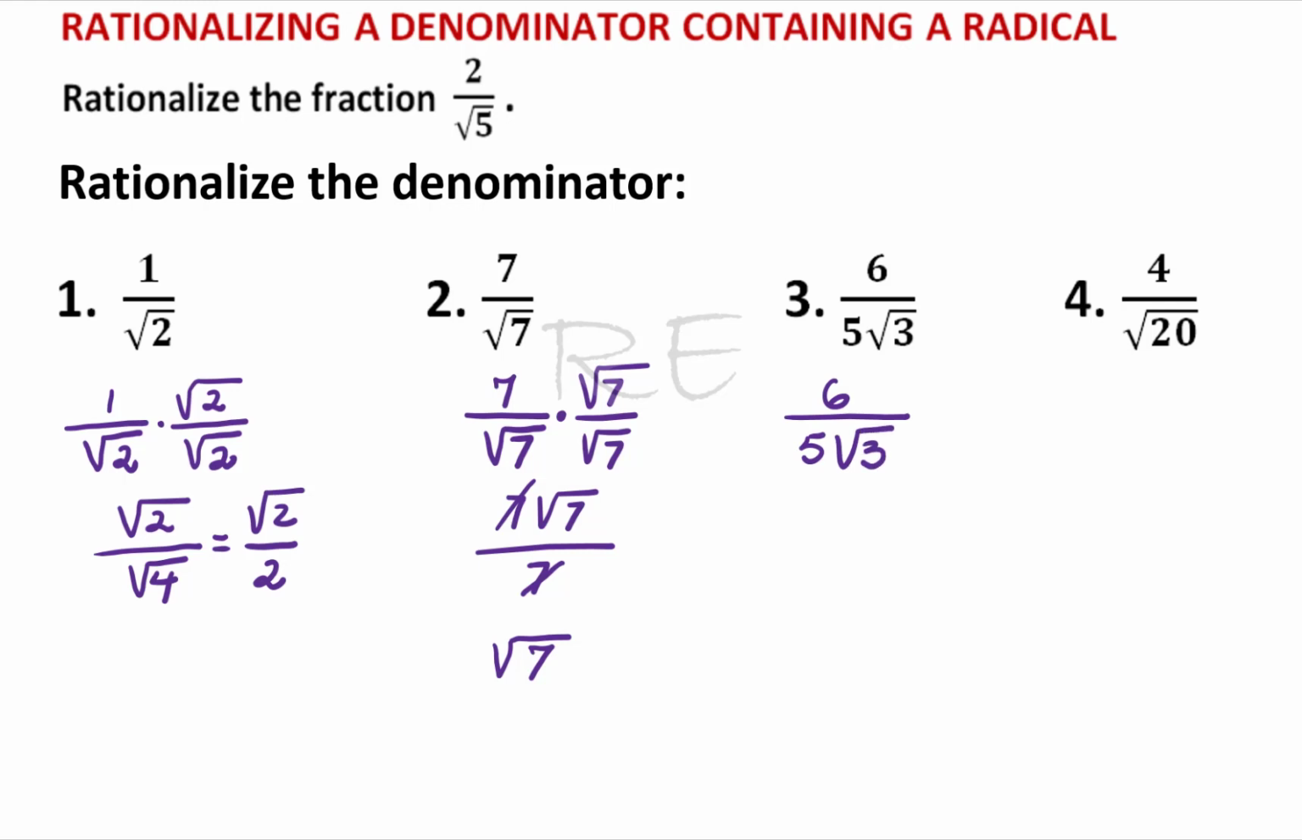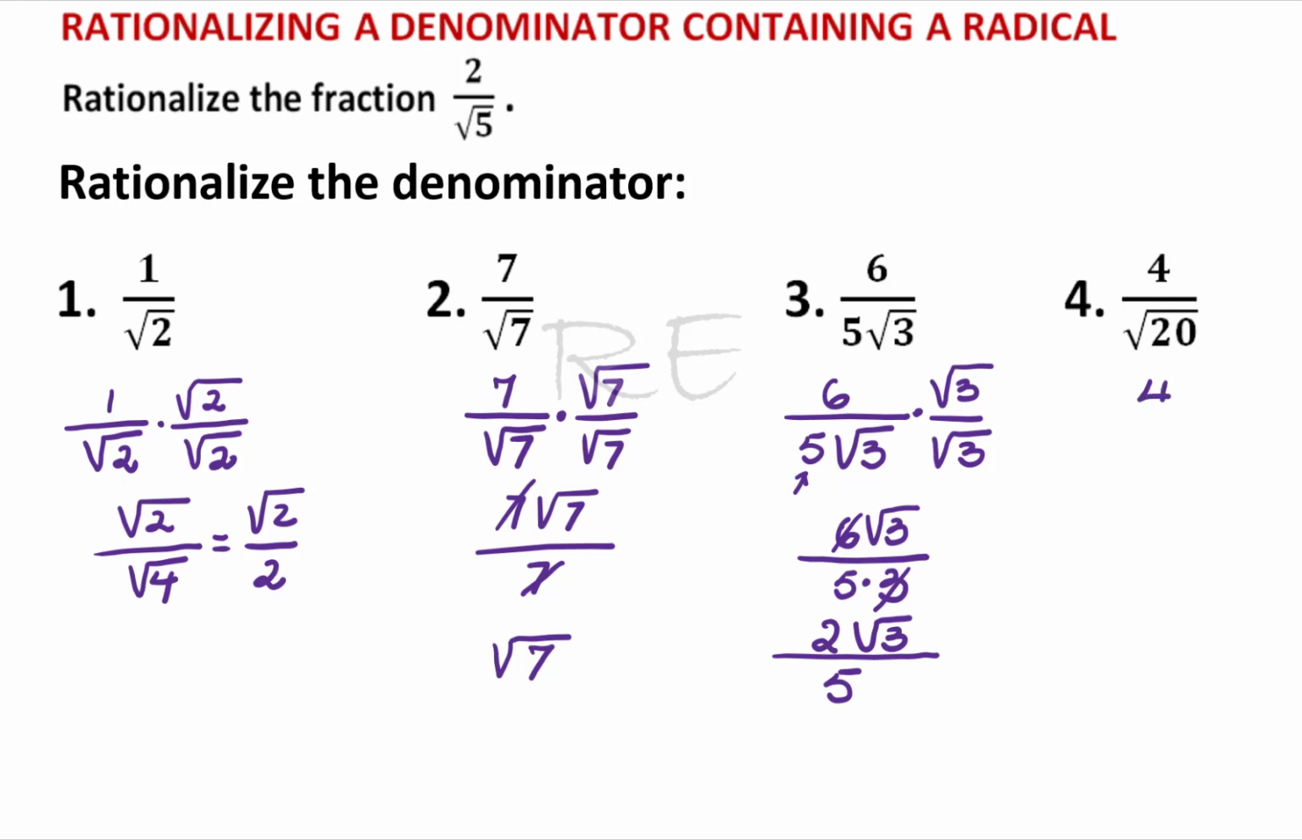6 divided by 5 square root of 3. The irrational part is square root of 3, so we multiply up and down by square root of 3. We only need the irrational part to make it rational. The answer is 6 square root of 3 divided by 5 times square root of 3 squared, which is 3. 3 goes into itself once and into 6 twice. So the answer is 2 square root of 3 over 5.